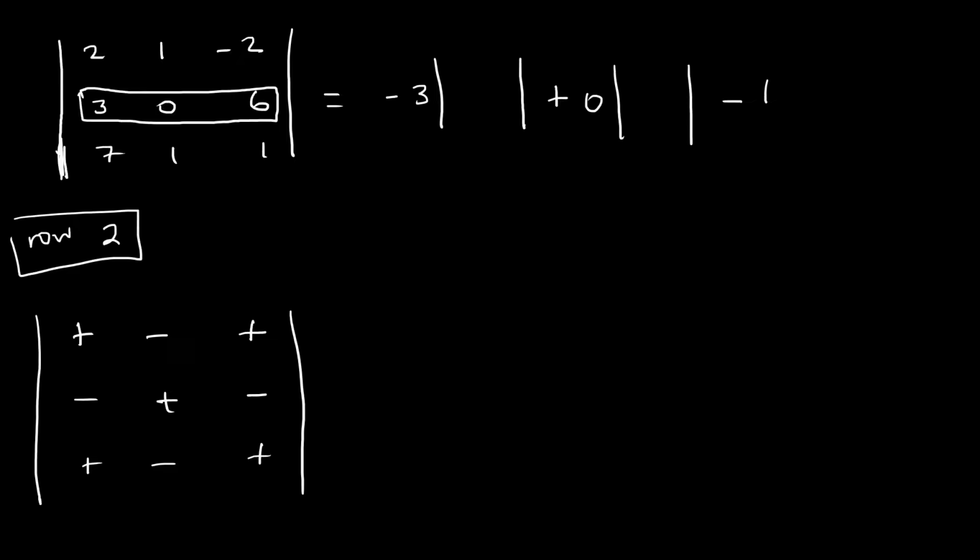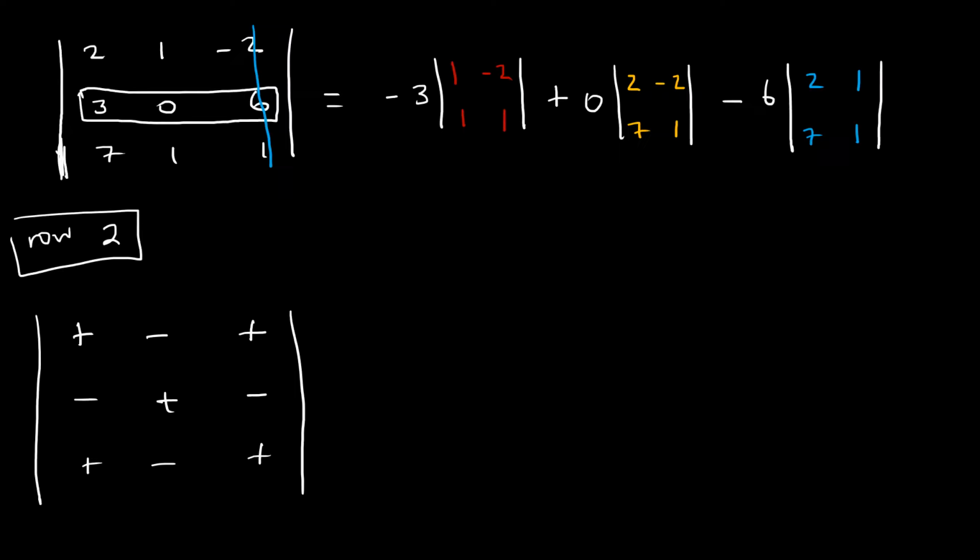So what happens now? If I'm using the rows, I must cancel column by column. So if I'm canceling column 1, I'll be left with what? 1, minus 2, 1, 1. Now I'm going to the yellow color. Now I must cancel column 2. This is just to show you, you don't even have to cancel. If you can do it in your head, it's fine. So if I'm canceling column 2, then I'm left with 2, minus 2, 7, 1. Then lastly, if I'm canceling the last column, I'm left with 2, 1, 7, 1.